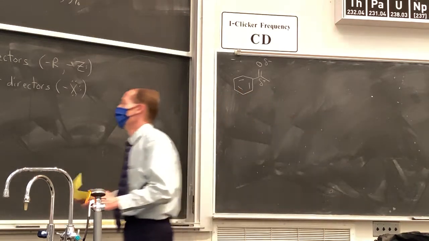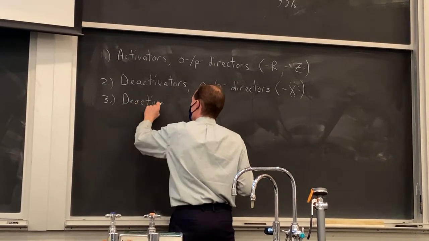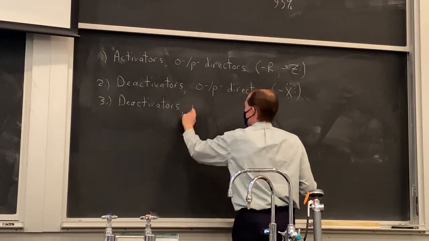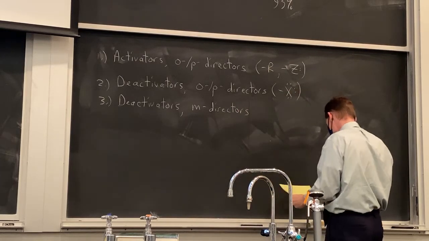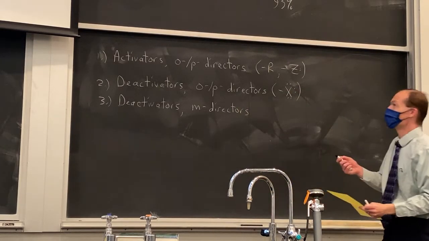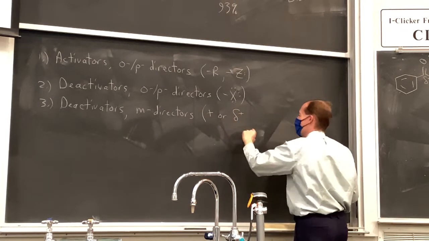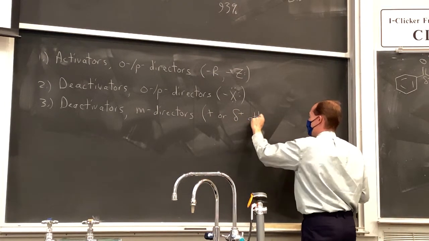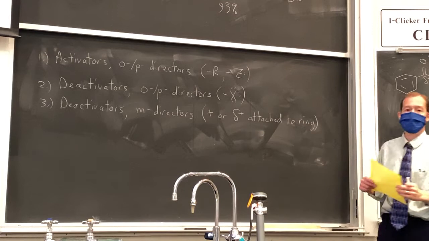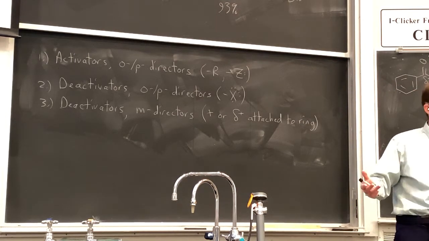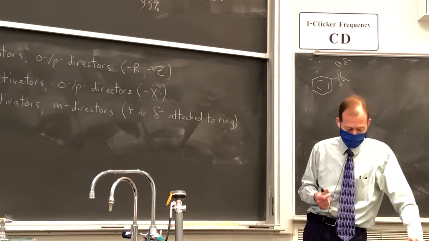Okay? And then our third category of substituents are going to be the deactivators that are meta-directors. Okay? From our example, we've seen that the nitro group fits in this category. So these are going to be the substituents that have a formal positive or a partial positive charge on the atom attached to the aromatic ring. Okay? So that would be the nitro group, that would be any carbonyl-based functional group that would fit in this particular category. Okay?